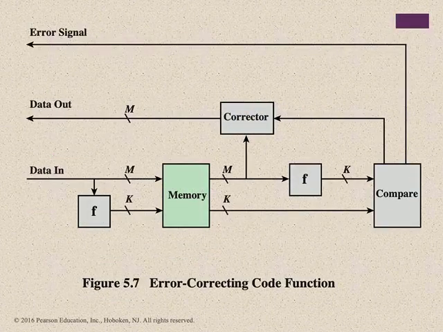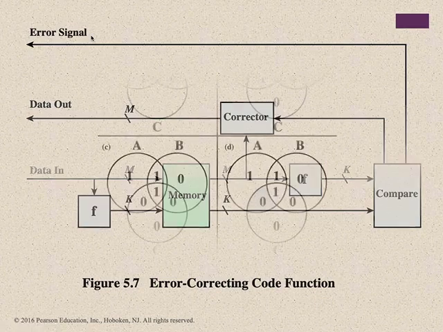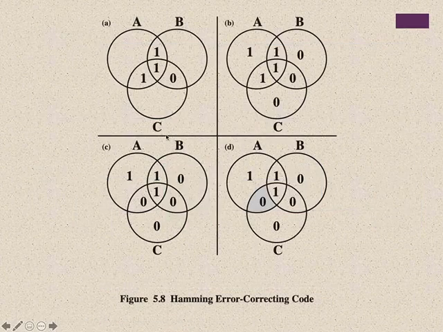This is how the error correction code function works. For example, we have data, let's say this is m, and we have a function that produces code k, and we store this in memory. Then from m we produce a k again, and we compare it with the k that is stored in the RAM. If they are the same, it means the data is correct. If they are not the same, then it means that there is an error in the data. So this is how Hamming code works.